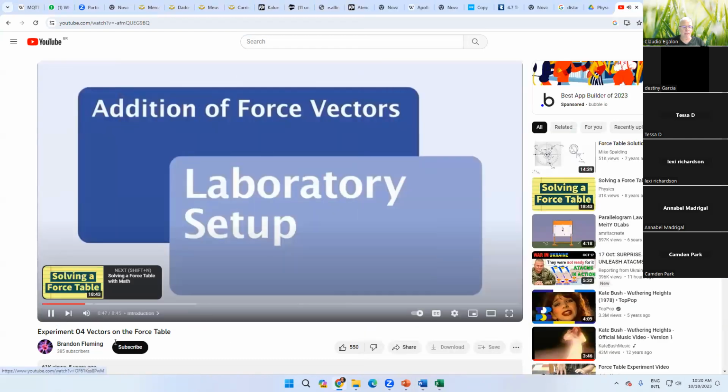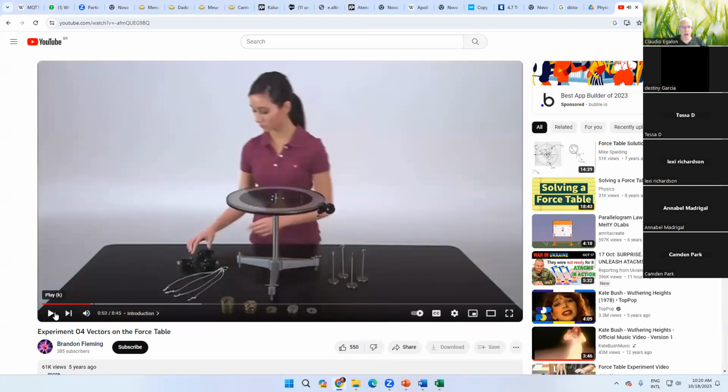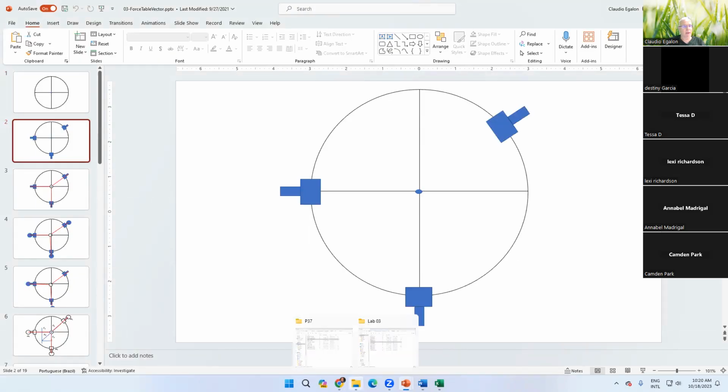So here you go. Set up the force table according to its instruction manual. Here's the first pulley. You can clamp the pulley anywhere here on the device, just like I have in my own slide. In this case, I put 2 pulleys at a 90-degree angle. I chose a 90-degree angle because we can verify the Pythagorean theorem. And then the third pulley goes here to cancel the summation of the forces right in here.